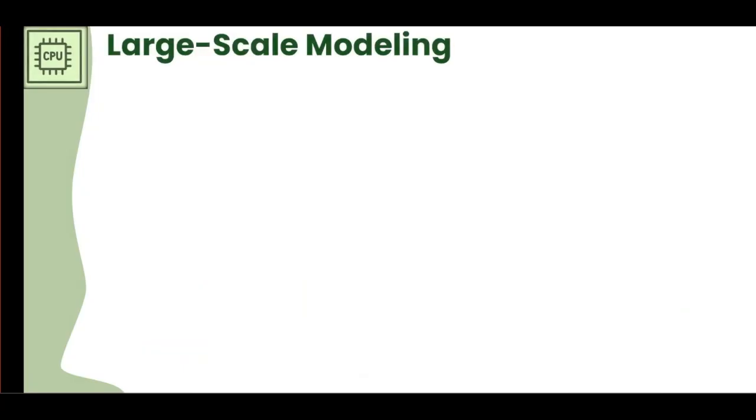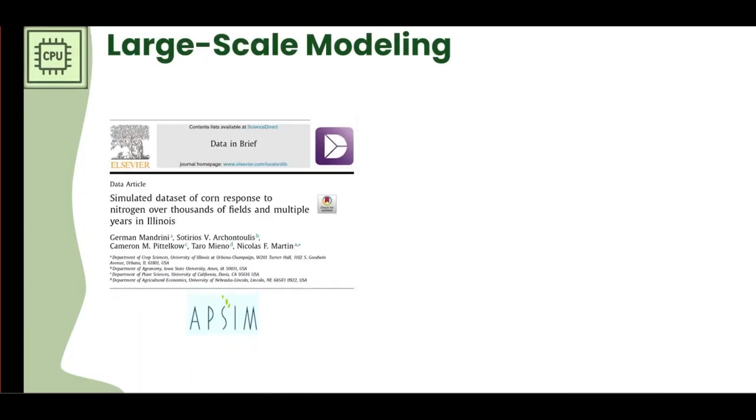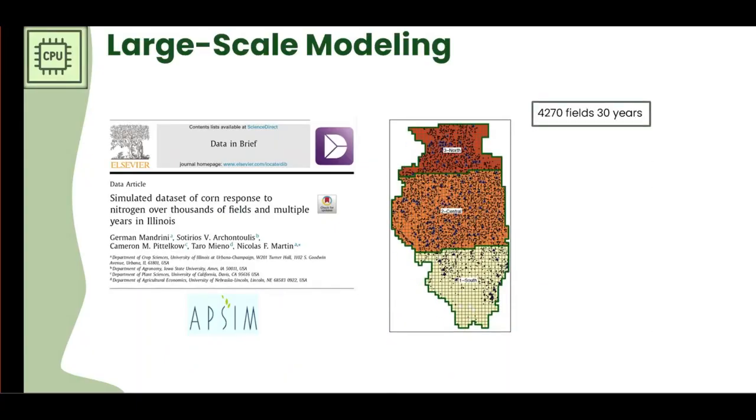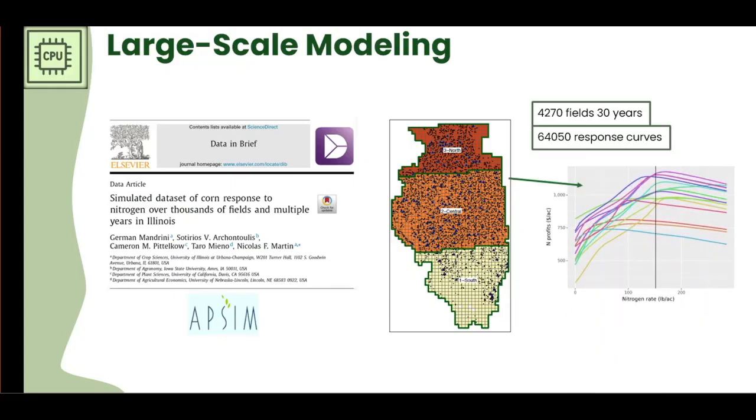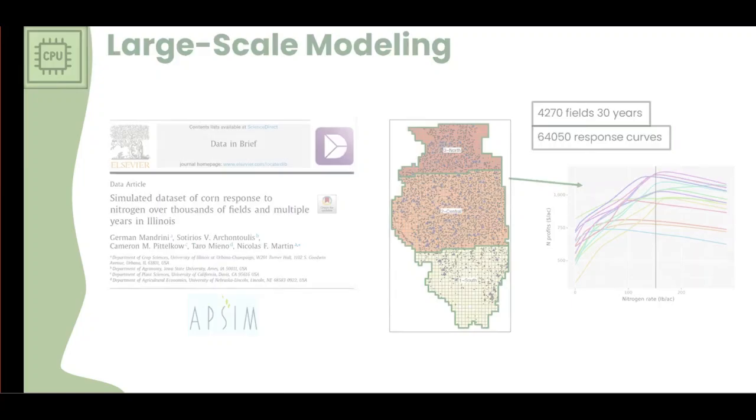So will this work? We use a large-scale modeling dataset that is published. It was done using APSIM. In that dataset, we have 4,270 fields and 30 years of simulations. On each field, we have a maximum of 3 soils, and on each soil we have a response score. So we use those 64,000 response scores to test the insurance.